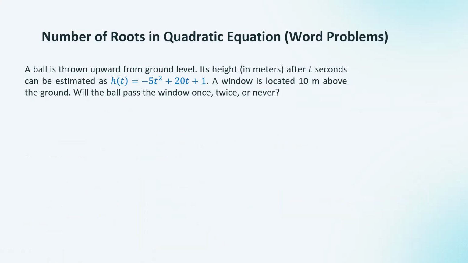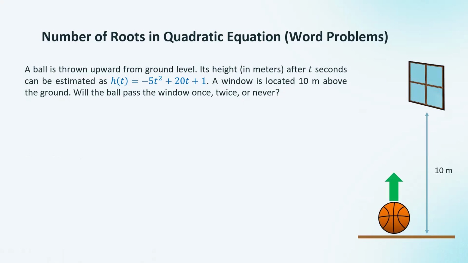Right, next example. A ball is thrown upward from ground level. Its height in meters after t seconds can be estimated as the following quadratic function. A window is located 10 meters above the ground, so will the ball pass the window once, twice, or never? So I will try to illustrate this problem. So it's going to be like this.